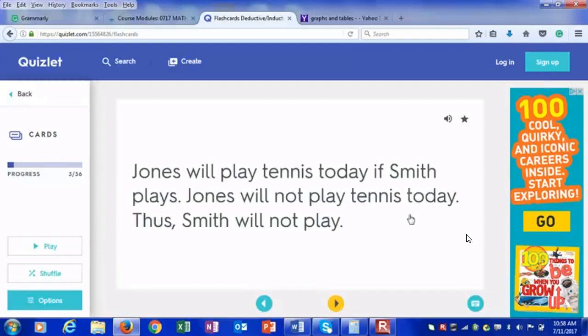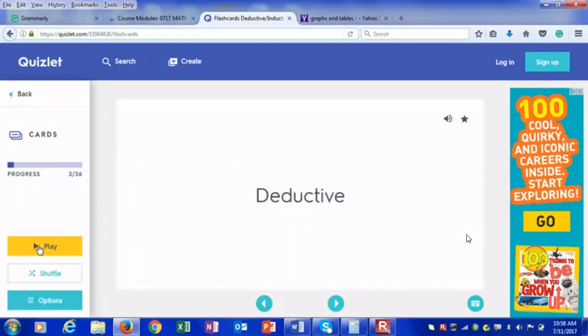Okay? Let's keep going. Jones will play tennis today if Smith plays. Jones will not play tennis today. Thus Smith will not play. So is this a pattern, or is this just basic logic that because Jones won't play, Smith won't play? Let's see. I'd say deductive. It is deductive.